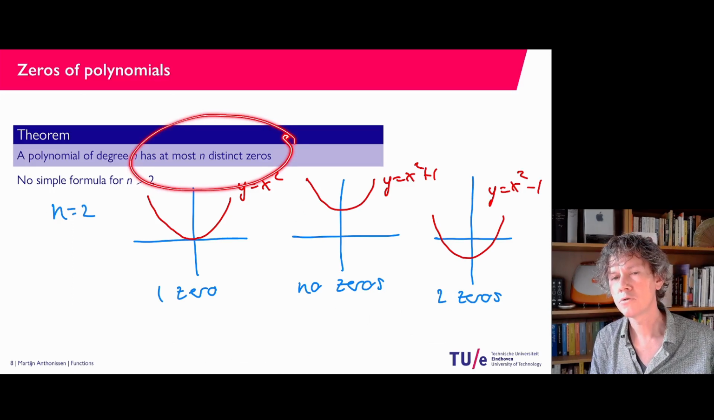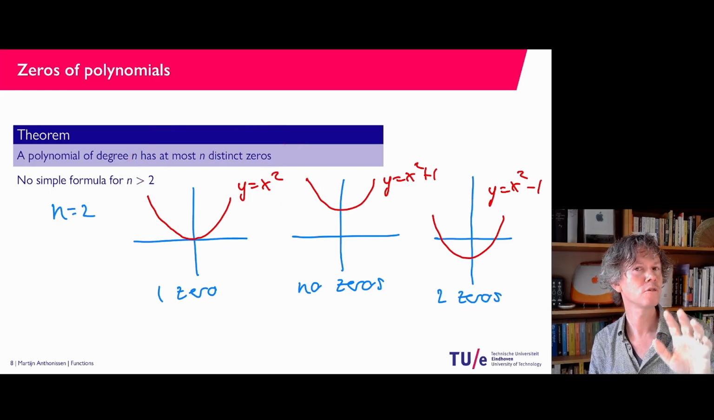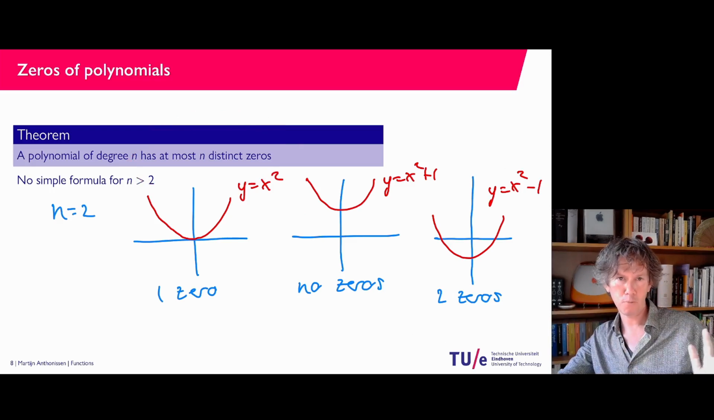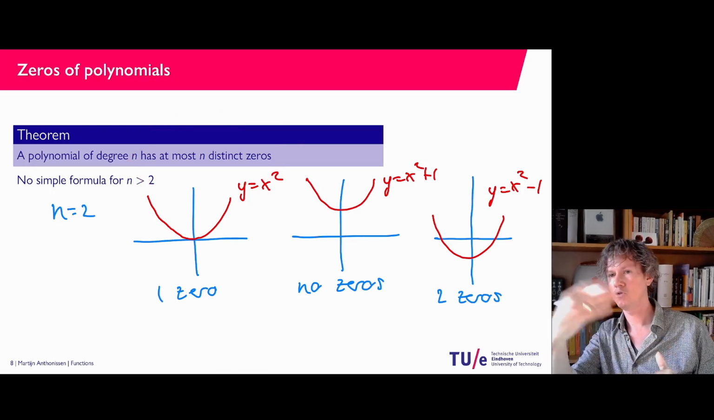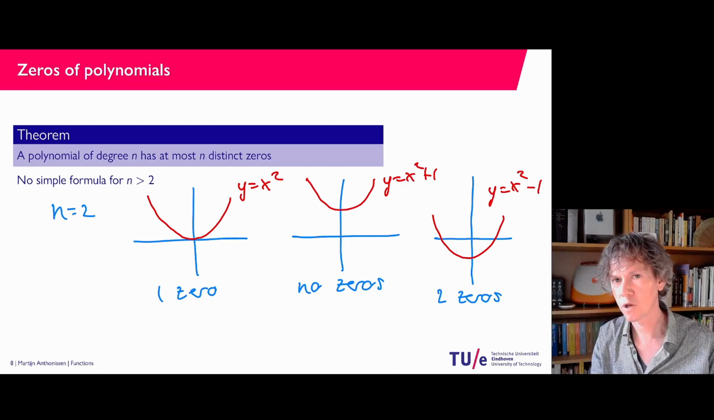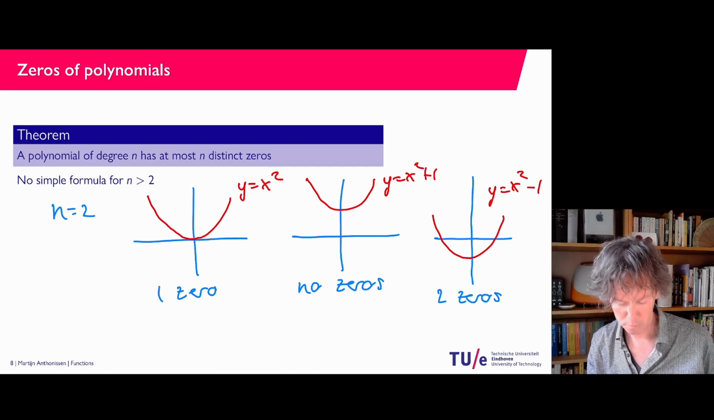But it also means that if you take x to the power 25 plus 3x to the power 20 minus 3x squared plus 10, some expression with x to the power 25 as the degree of the polynomial, the highest power of x, that there will be at most 25 zeros. No more, possibly less.